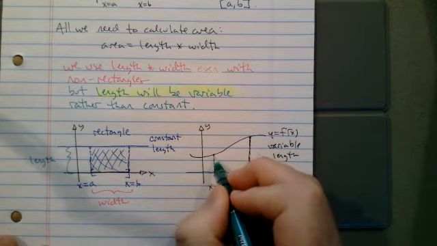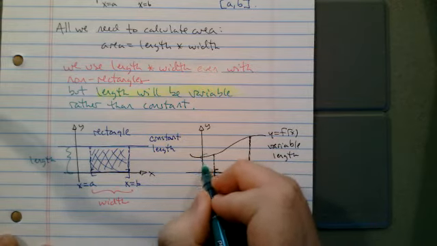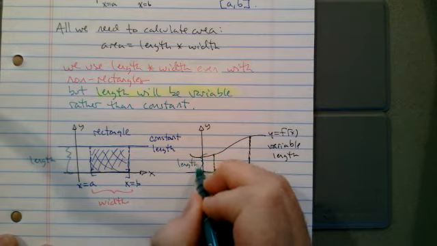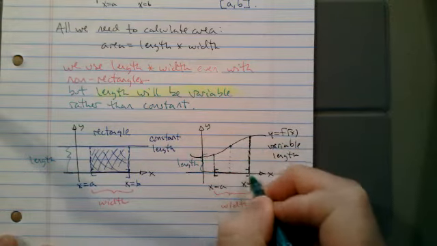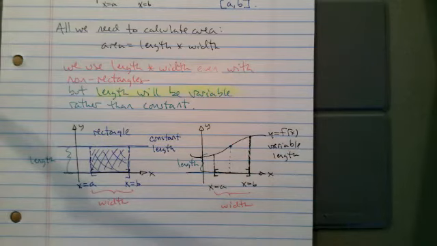So here we have this small amount of length. And then we have a different amount of length here. And then here at B, we have a lot of length. The length is variable. Any questions?